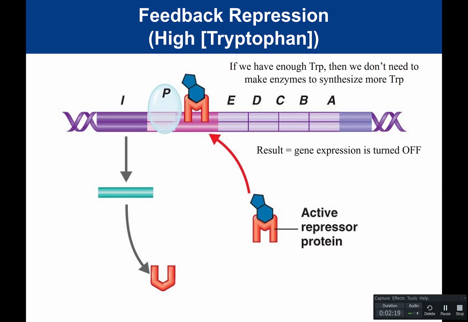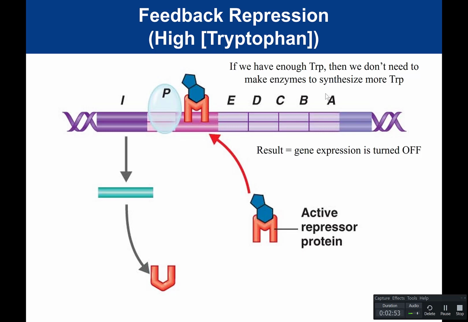So in this case, the tryptophan itself is going to regulate feedback repression. The product is going to feed back and it's going to activate the repressor. It's going to cause the repressor to now bind to the operator. And now production of enzymes needed to synthesize tryptophan is turned off. So if we have enough tryptophan, then we don't need to make enzymes to synthesize more tryptophan. And the result is that gene expression is now turned off. And so this is feedback repression.